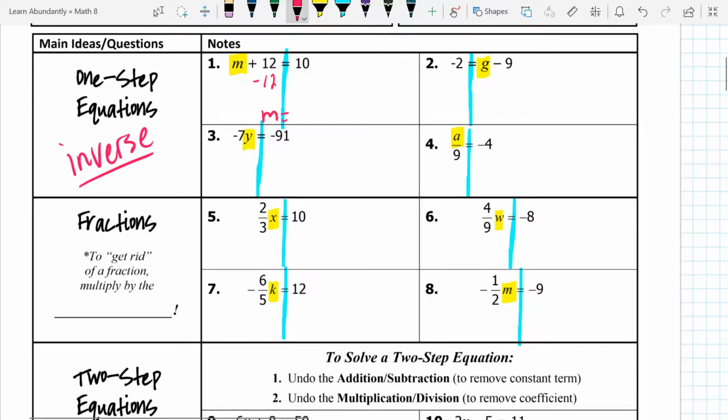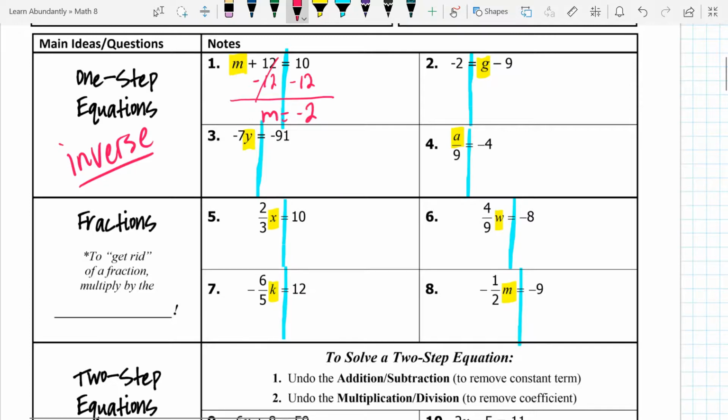In order to do algebra, the whole key to the whole thing is that we do the same thing to both sides. So I need to go to the right side and do negative 12 as well. Now I'm just going to do a little math. 12 and negative 12 cancel out. 10 minus 12, if I use my calculator and subtract 12, ends up being negative 2. And that's it. I'm done. I got m equals negative 2. I don't care that it's a negative. All I care is that m equals a number.